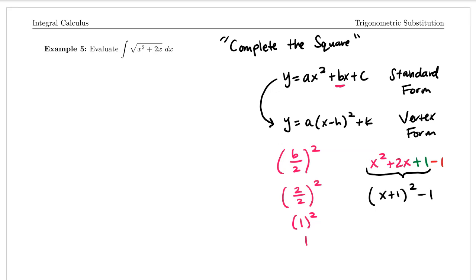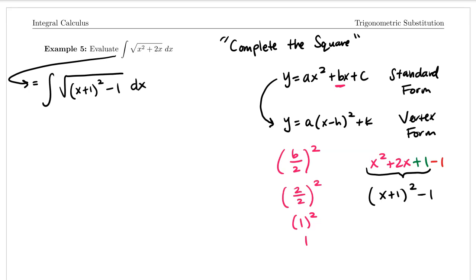So my original integral, I can now rewrite as the square root of x plus 1 quantity squared minus 1 dx. And now this is in the form of some variable squared minus some constant squared. And now we're going to be able to use one of our trig substitutions.